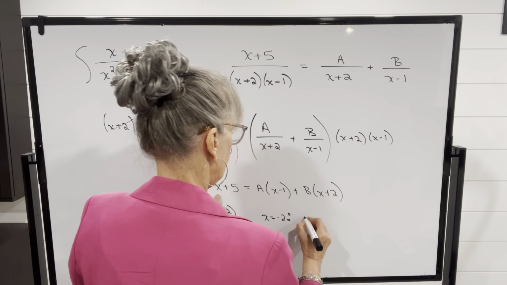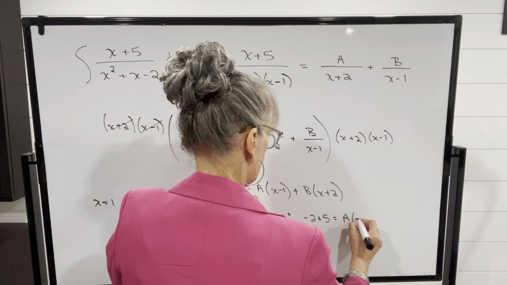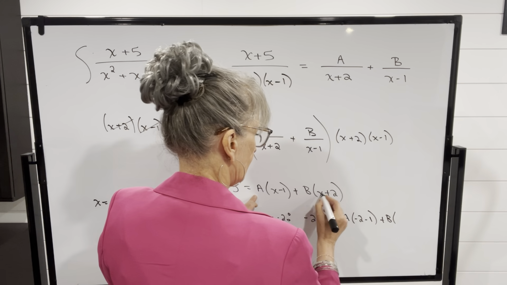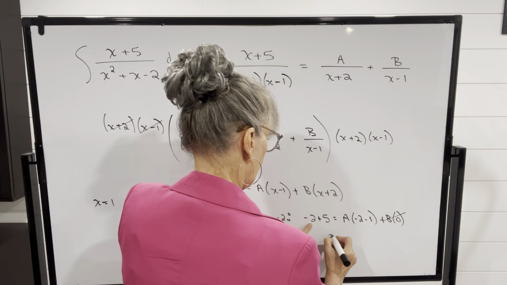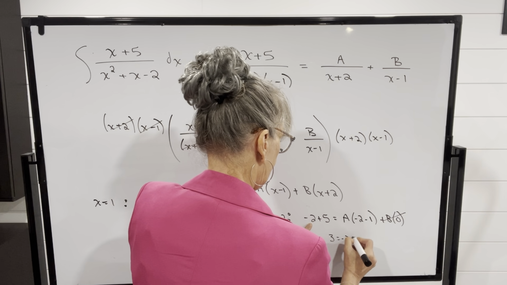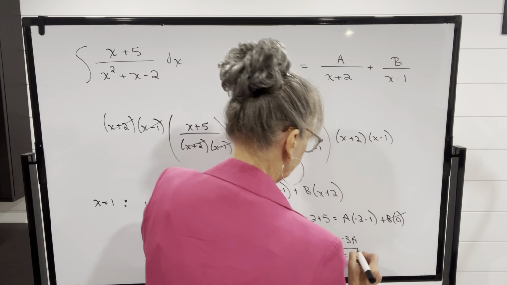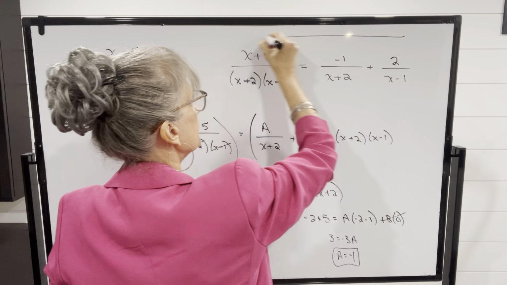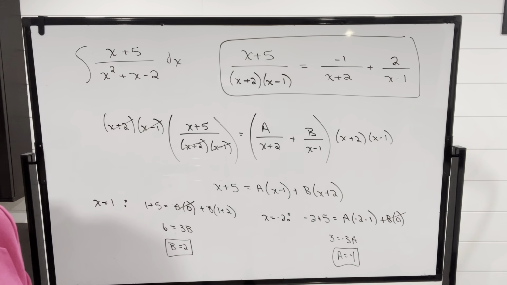And I'll plug that in. So negative 2 plus 5 will equal a times negative 2 minus 1 plus b times negative 2 plus 2 is 0. So that's gone. So I'm going to have 3 equals negative 3a. So a is equal to negative 1. Plugging those values in for a and b, this is what the breakdown of that fraction is.